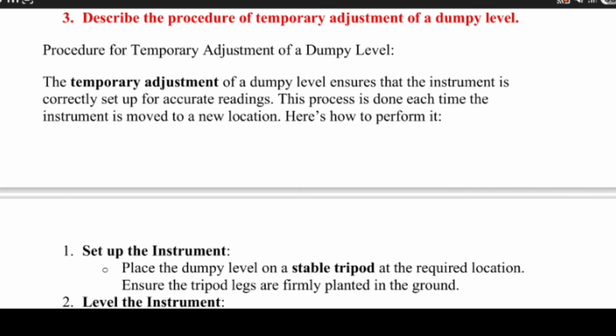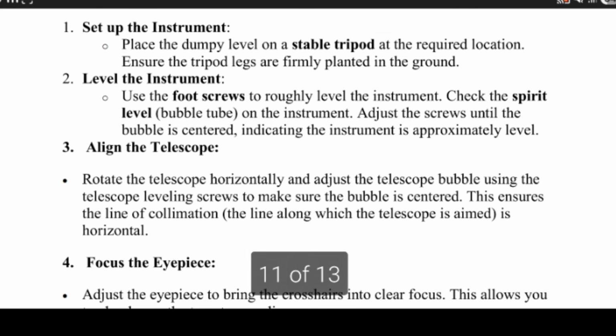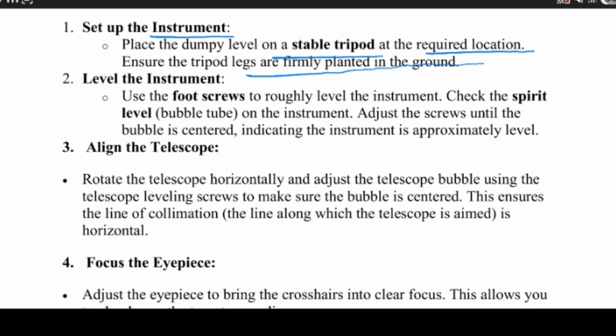Next is the temporary adjustment of the dumpy level, a very important question. Everyone should learn this. What do we mean by temporary adjustment of the dumpy level? It ensures the instrument is set correctly to take proper readings. It is the process done each time the instrument is moved to a new location, before you perform the surveying. The first step is to set the instrument. You fix the dumpy level to a tripod at the required point, and fix the tripod properly on the ground.